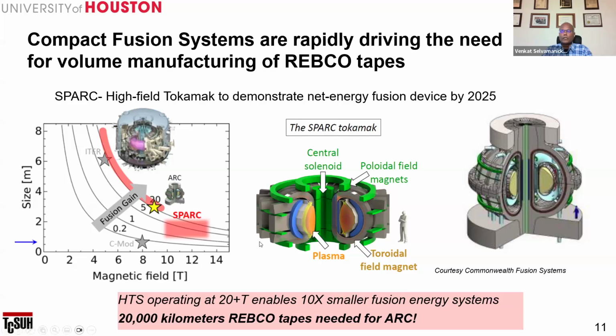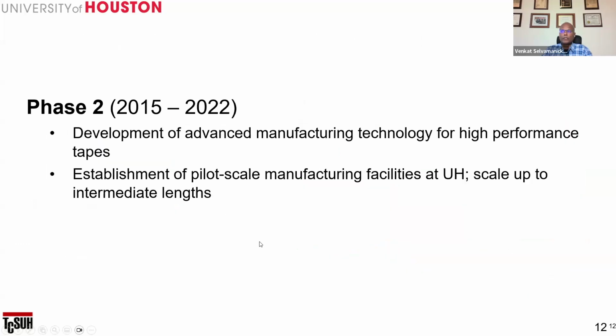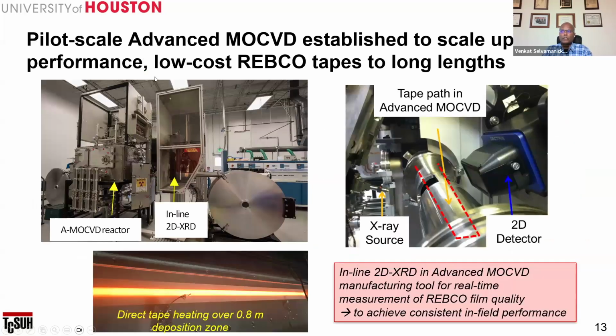So that's what we focused on in our next phase of development: to develop advanced manufacturing technologies to fabricate high performance, low cost tapes at high throughput. And not only developing these technologies on a lab scale, on a bench scale, but also demonstrating pilot scale manufacturing and manufacturing to intermediate lengths. We developed a technology called Advanced MOCVD, which addresses all the drawbacks of the commercial technologies in terms of throughput, volume, cost and performance.